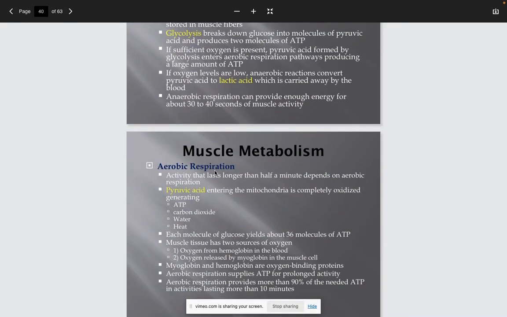Here we talked about aerobic respiration, and I said that aerobic respiration would require oxygen. So this pyruvic acid is able to, instead of being converted into lactic acid, enter into the mitochondria to be completely oxidized, thus generating ATP, carbon dioxide, water, and heat. So we need to know that the muscle tissue has two sources of oxygen: hemoglobin in the blood and myoglobin in the muscle cell, and that's important to know.